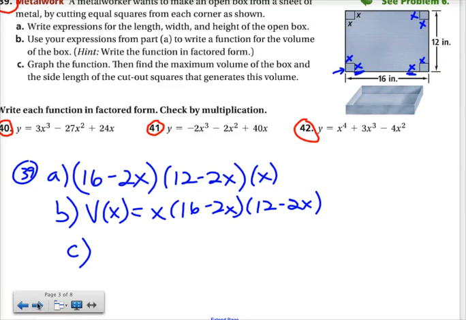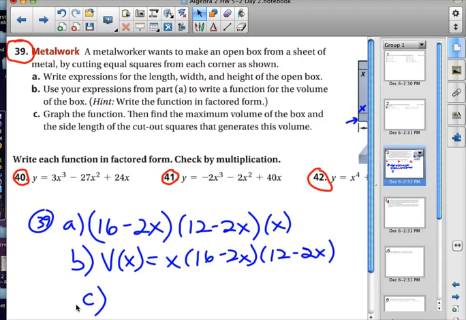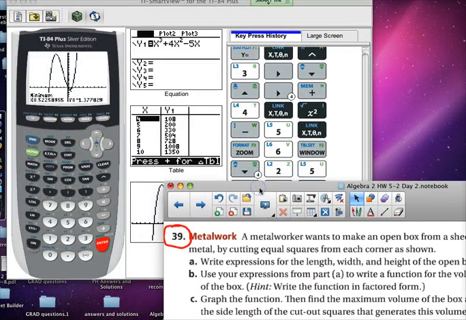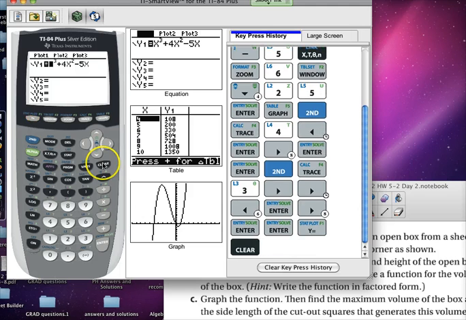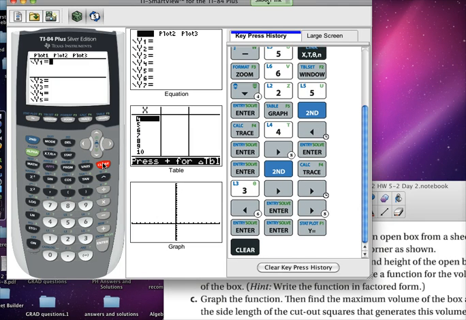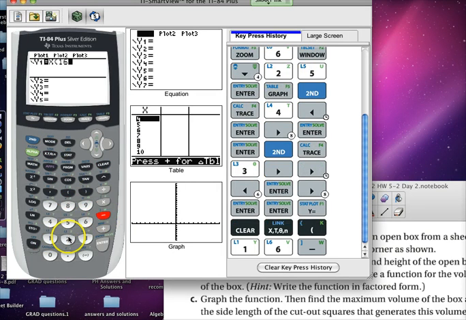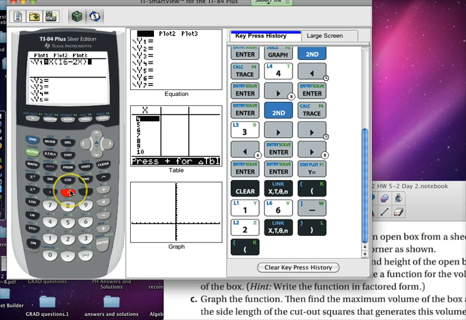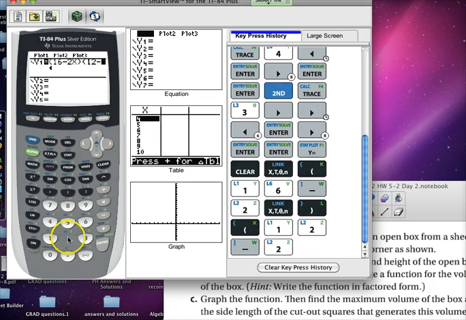You could just go ahead and put it into the calculator just as it is, and the calculator would give you back a graph that you could use to find the maximum, and then put those values back into what we have here. So that's what I want to do: get back to my calculator here and go to y equals, clear out what we had before, and now this time we had an x, parentheses, 16 minus 2x, parentheses, parentheses, and 12 minus 2x, parentheses.